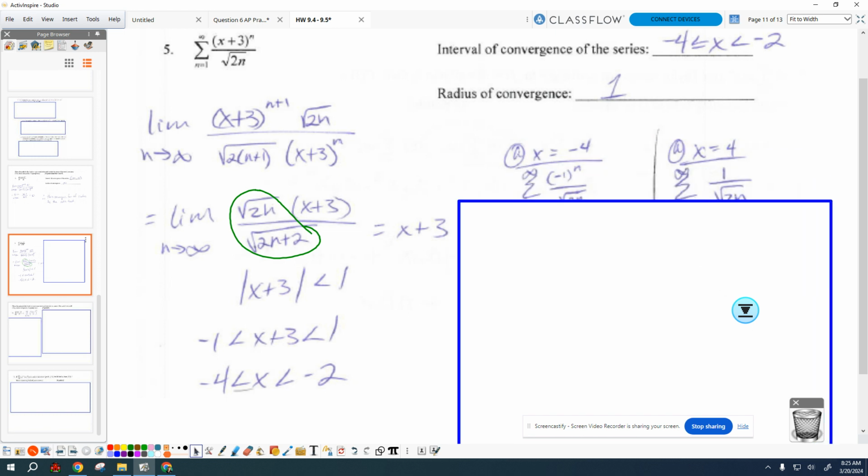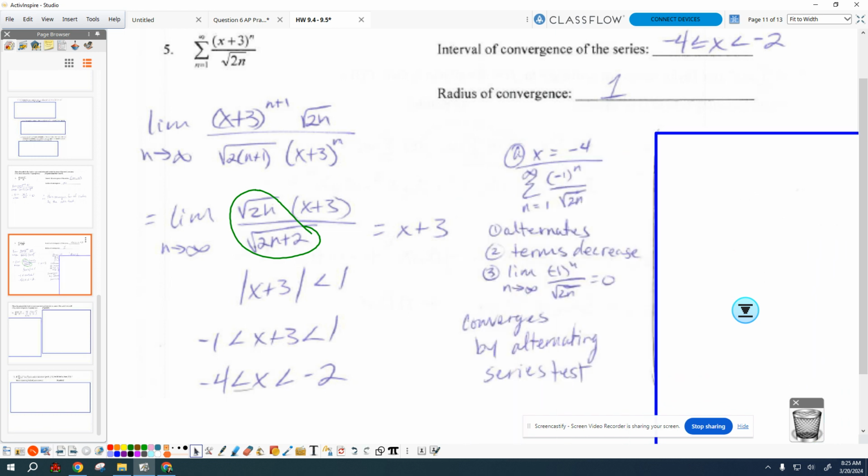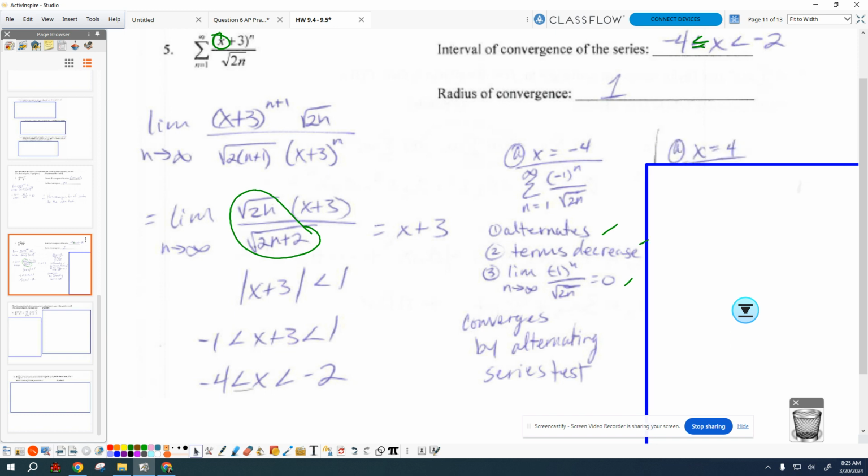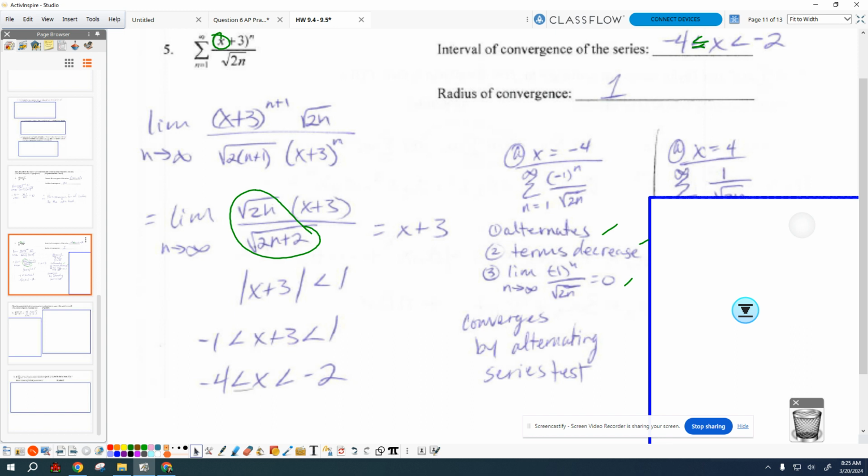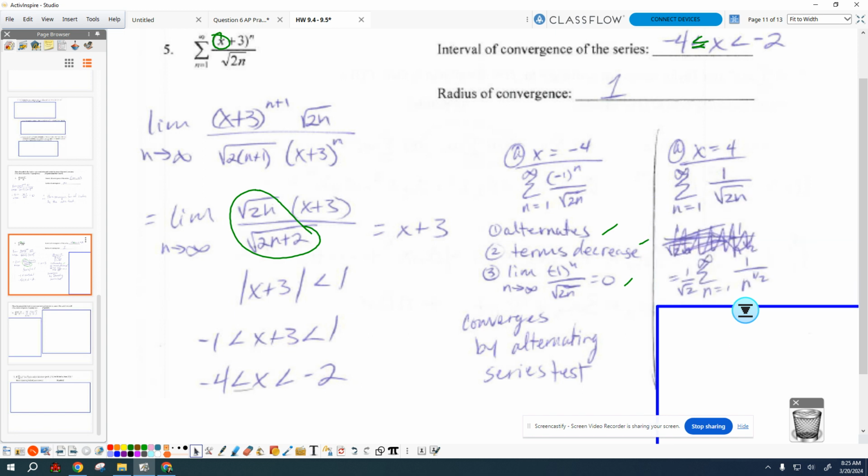Testing the endpoint for -4, that's saying I picked that x value of -4. Plugging -4 in, -4 plus 3 is -1. Yay. It alternates, terms get smaller, the last term goes to 0. This guy converges by the alternating series test.